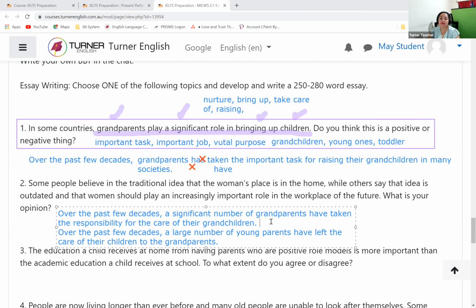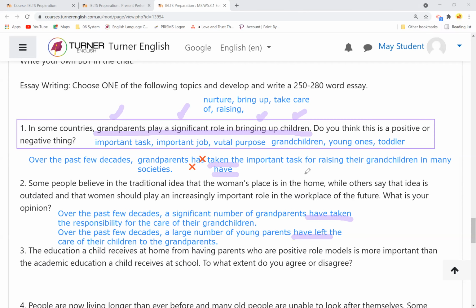I got some more examples here. Just the background, not the whole introduction.